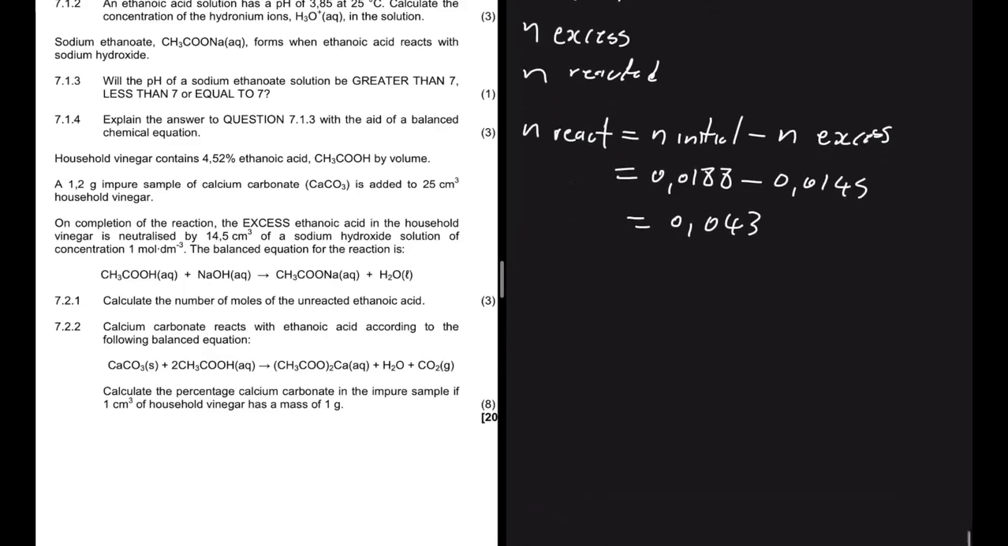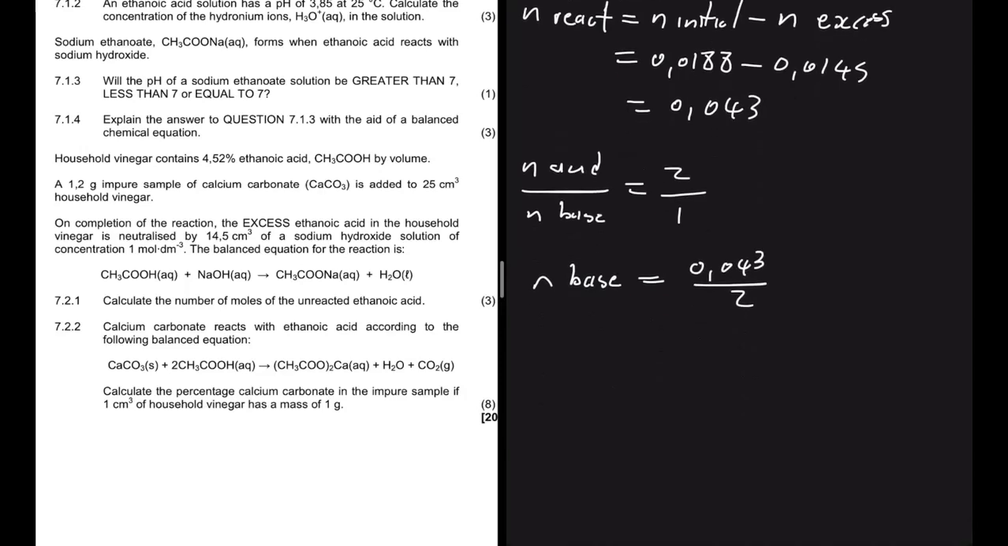So now we can determine the mass of the calcium carbonate, right? So we can say that the number of moles of our acid divided by the number of moles of our base is equal to the balancing coefficient of the acid, which is 2, right? And for the base it is 1. So we're gonna say that the number of moles of the base equals 0.043 divided by 2.